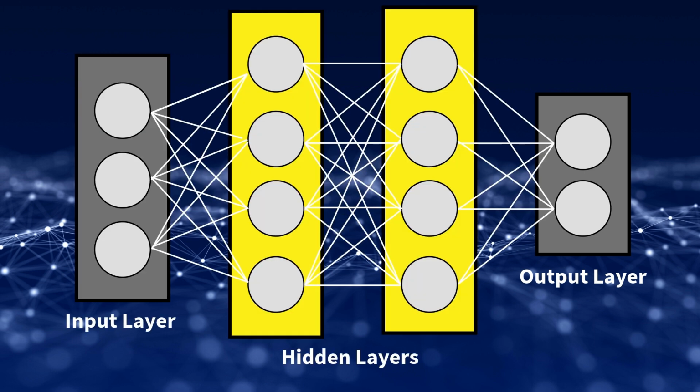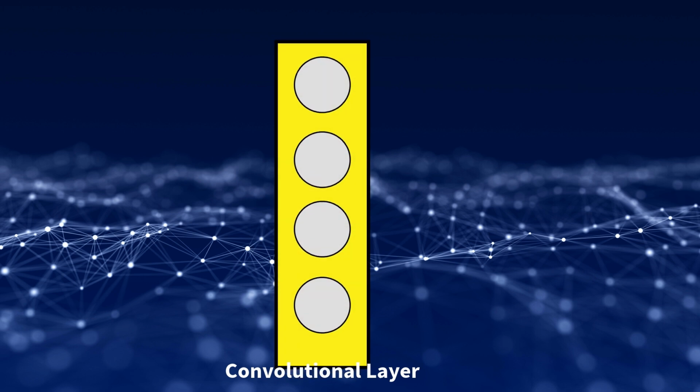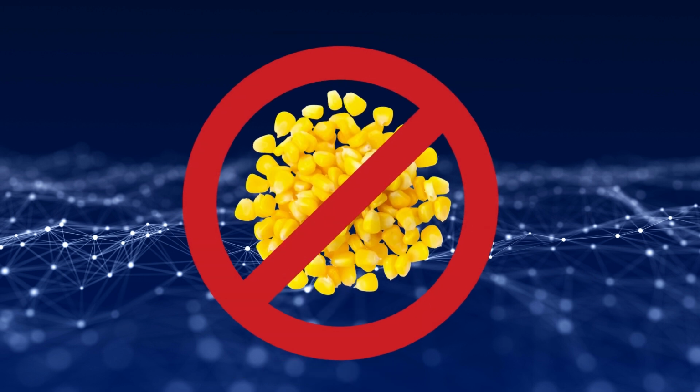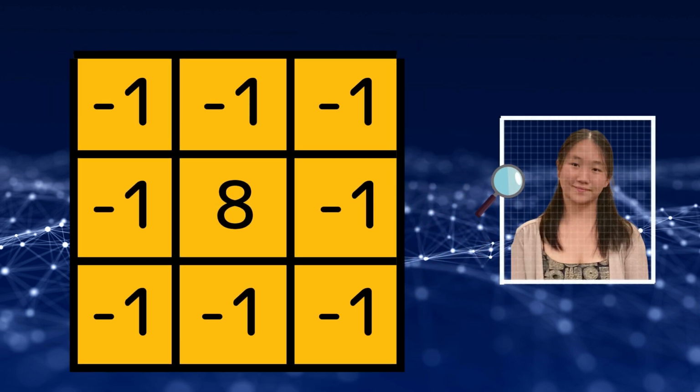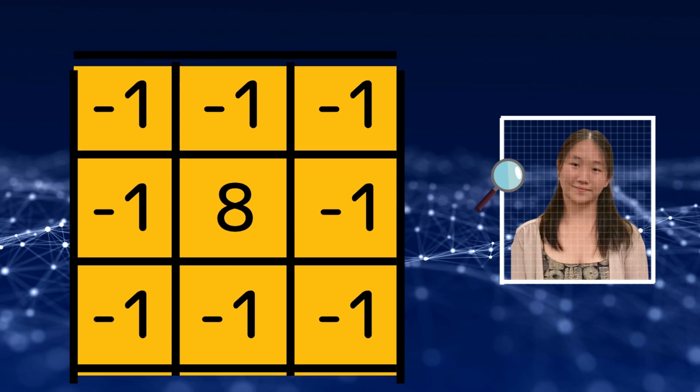However, CNNs have additional layers called convolutional layers that contain kernels. Oh no, not popcorn kernels. I mean small matrices of numbers that look for different patterns in the image.